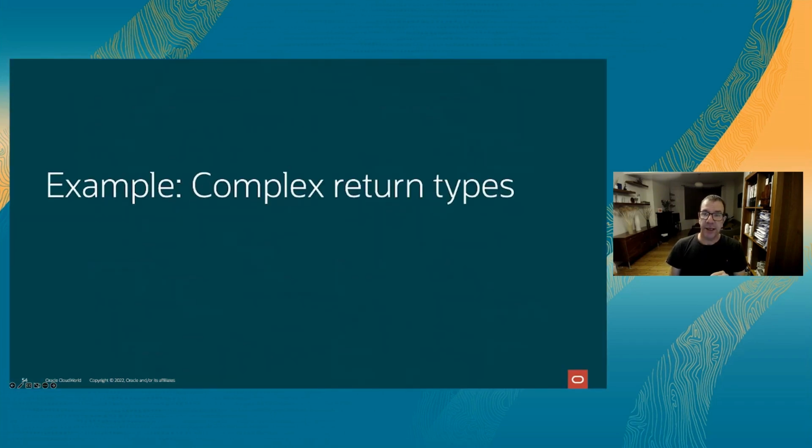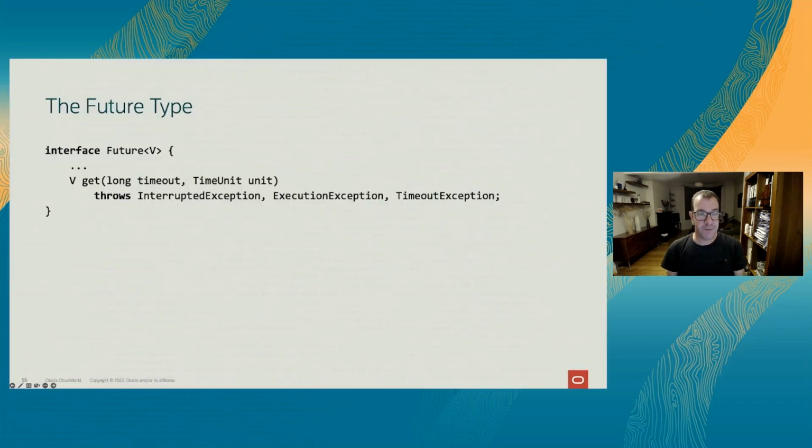First example is an example of a complex return type. In Java 5, we introduced a new type called future. Now, future represents computation that may run concurrently with its initiator. Computation represented by future may have not yet been started, may be started but not completed, may have completed either successfully or with an exception, may have timed out, or it may have been cancelled by an interruption.